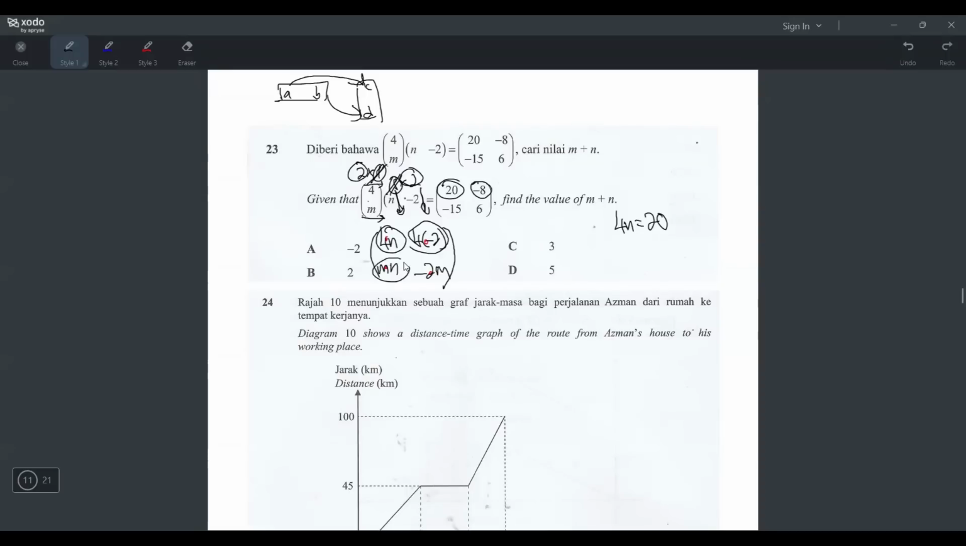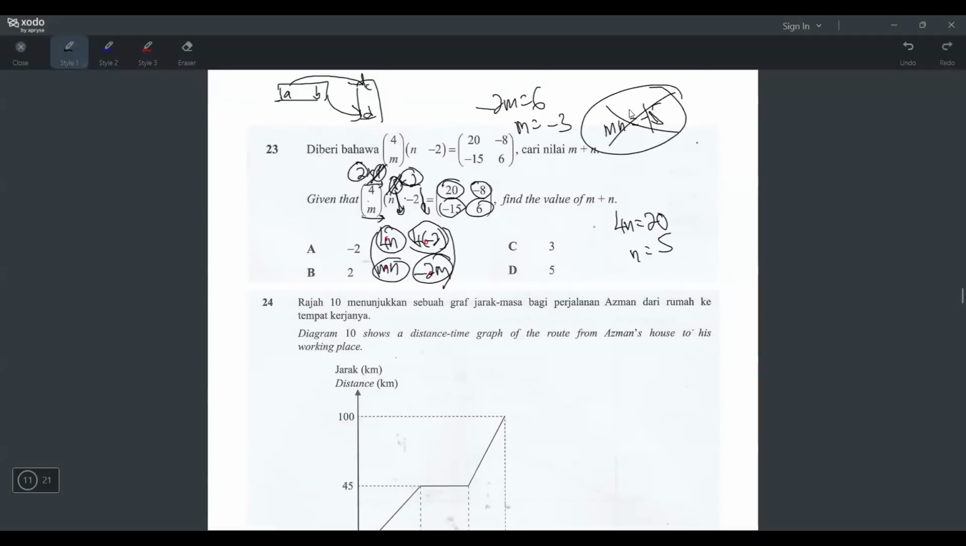And then what is the next one? mn sama dengan -15. Okay, bawah kiri mn, bawah kiri -15. So mn equals -15. Okay, one more. Bawah kanan -2m. So bawah kanan 6. So -2m is 6. Okay, don't forget you are trying to find m and n. So if I am you, I will just find my n from here. 20 divide 4, 5, and I'll just find my m from here. 6 bahagi -2, -3. This one I don't need already.